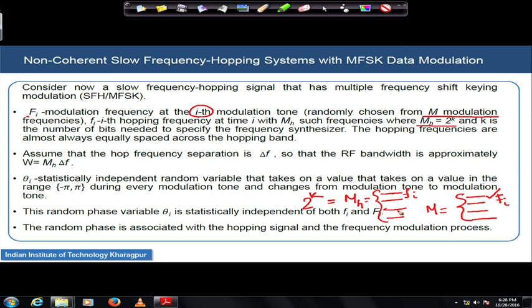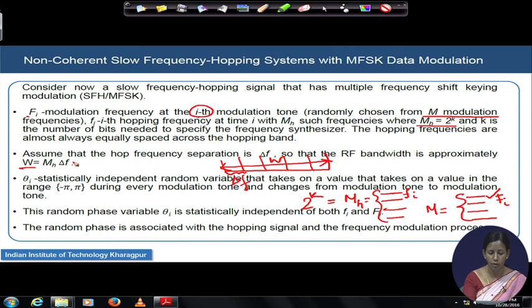Remember, if I have a total bandwidth of W, then this whole W is MH into del f. MH is the number of center frequencies available for hopping, and del f is the difference between the center frequencies, the gap from one center frequency to the next. So, the total bandwidth W can be written in terms of the number of hopping frequencies available and the frequency gap between two corresponding hopping frequencies.